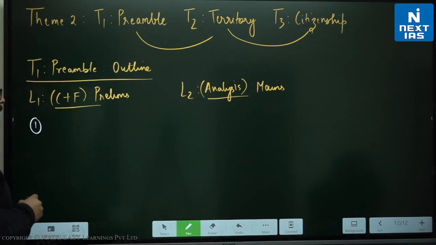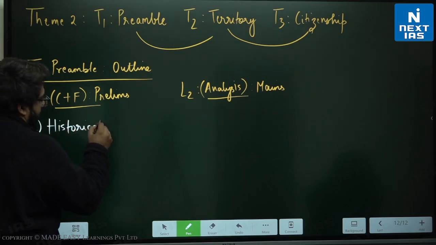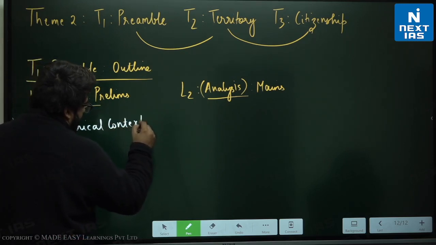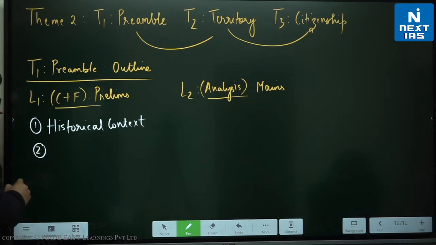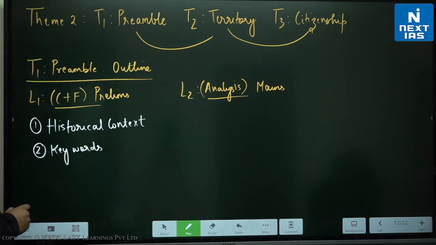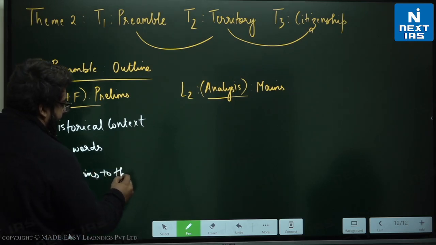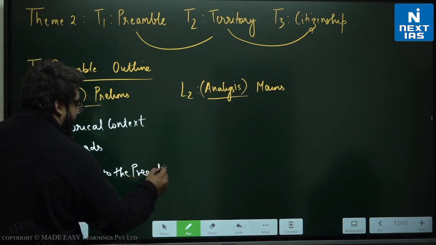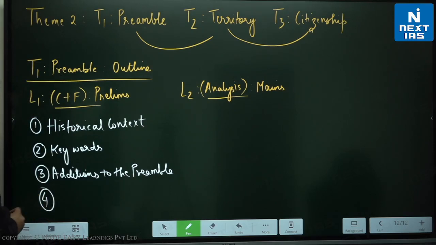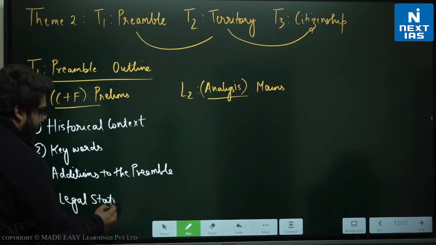First, we must understand the historical context of the preamble. Then we must very clearly, as much as we can, understand the meanings of key words in the preamble. We must understand the additions that were made to the preamble later, and then we must understand the legal status of the preamble.